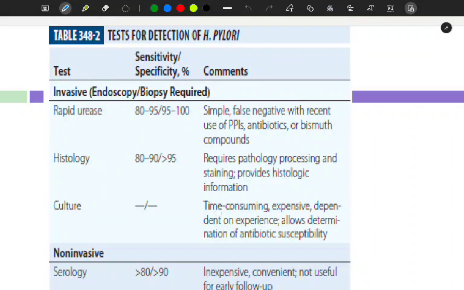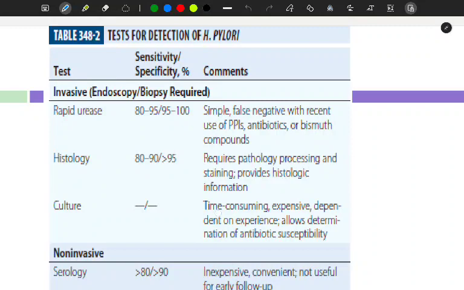False negative with recent PPI, antibiotic, and bismuth compound. So you will give patients precautions and advice, for those who are coming to endoscopy looking for H. pylori and ulcer, to stop any antibiotics, PPI at least. How many days at least? Yes, to stop. 24 or more than that?